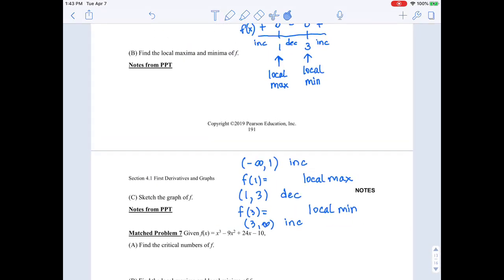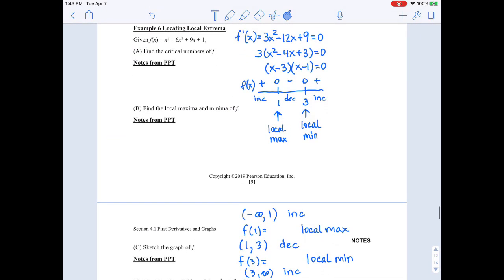So we need to find some points. So I'm going to go back up to my original. F at 1 is going to be 1 minus 6 is negative 5, plus 9 is 4, so this is going to be 5. At 3, the original function is going to be 27 minus 54 plus 27. I get it at 1.